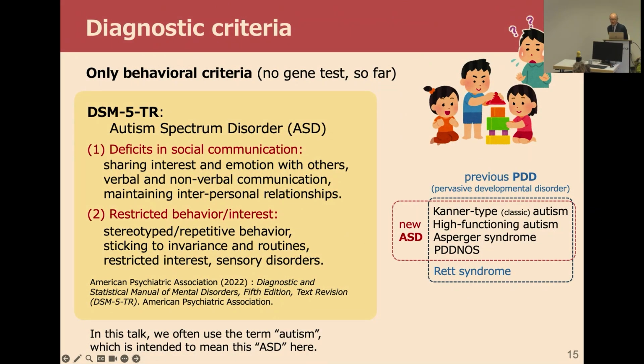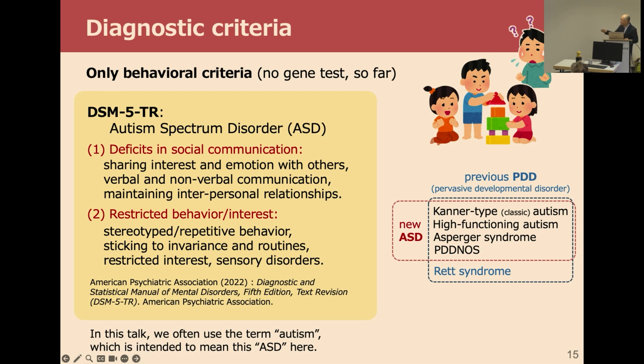According to the latest diagnostic criteria, the DSM-5, there are two conditions needed for the diagnosis of ASD. Number one is deficits in social communication over verbal and non-verbal interaction. It's a really wide range. And number two is restricted and often stereotyped behavior and interest. If both conditions are satisfied, then the child is diagnosed as autism or ASD.